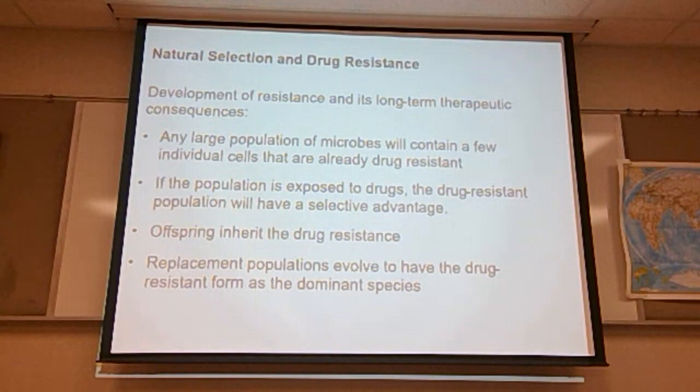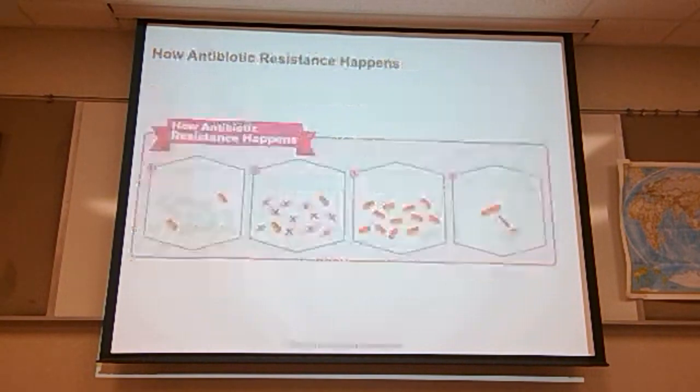Any large population of microbes will contain a few individual cells that are always drug resistant. If that population is exposed to the drug, the resistant population will have a selective advantage. Their offspring will inherit that drug resistance, and the replacement populations will evolve to have drug-resistant forms as the dominant species.